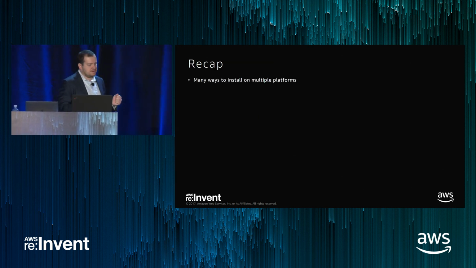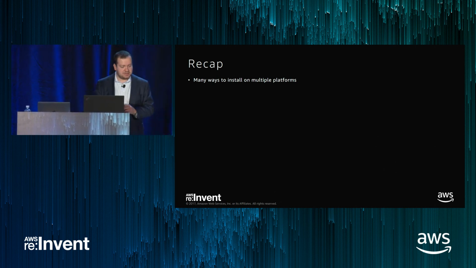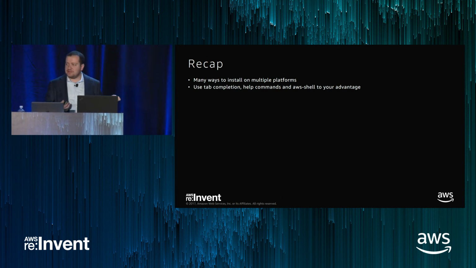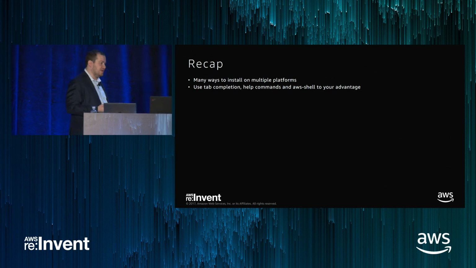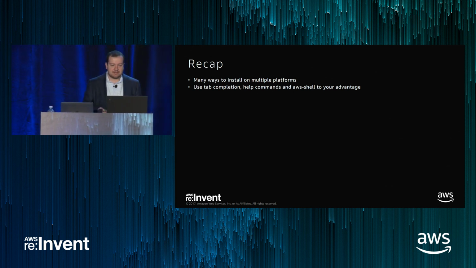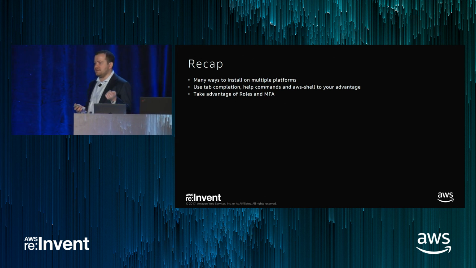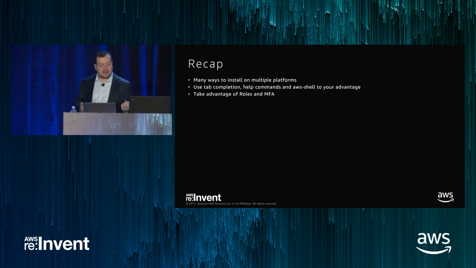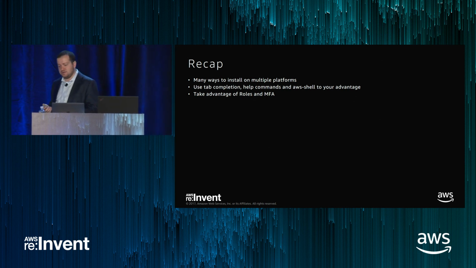There are many ways to install the CLI on multiple platforms, so no matter what you're using, it's easy to use. Take advantage of the helper features there: help, tab completion, AWS Shell, aliases, all the stuff we talked about so that you don't have to memorize CLI commands. Make sure you take advantage of roles. Roles definitely reduce security risk, and MFA as well. I think they're a huge advantage, a huge value add for customers.